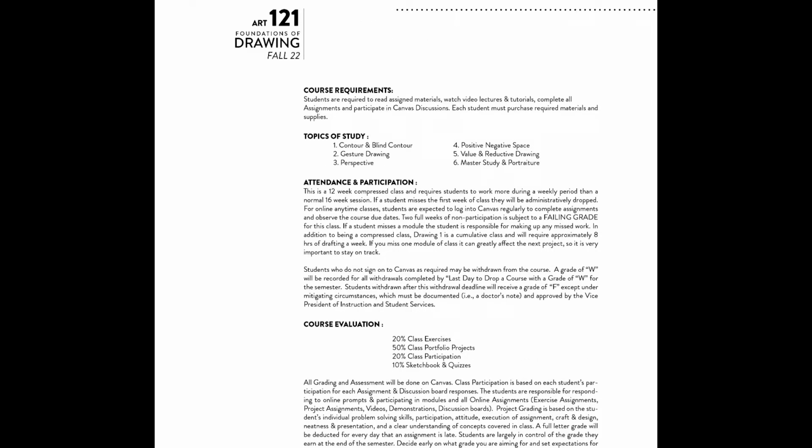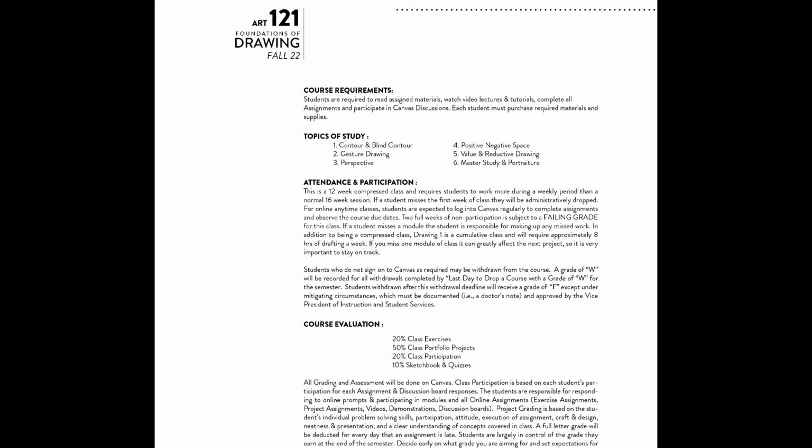Course requirements. Students are required to read assigned materials, watch video lectures and tutorials, complete all assignments, and participate in Canvas discussions. Each student must purchase required materials and supplies. Topics of study. 1. Contour and blind contour. 2. Gesture drawing. 3. Perspective. 4. Positive and negative space. 5. Value and reductive drawing.